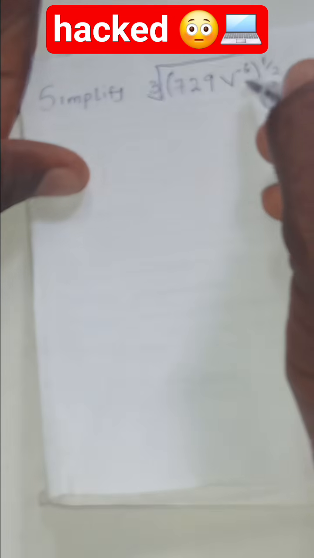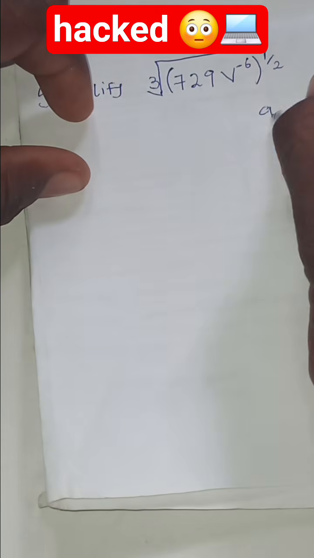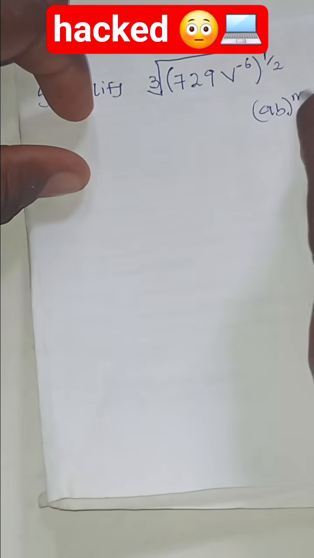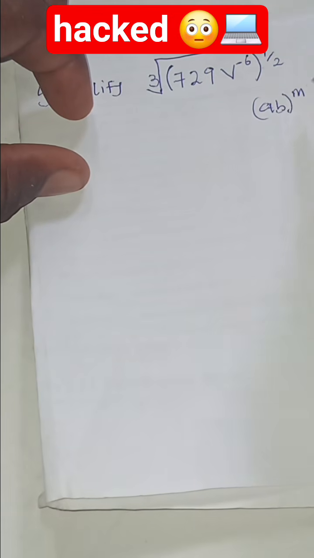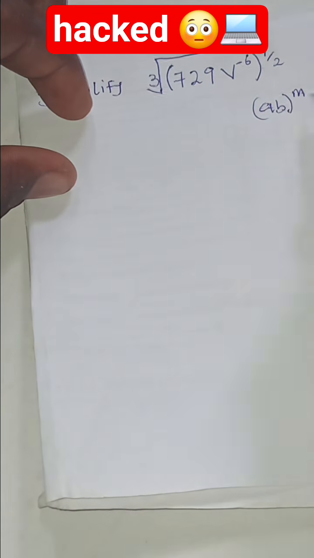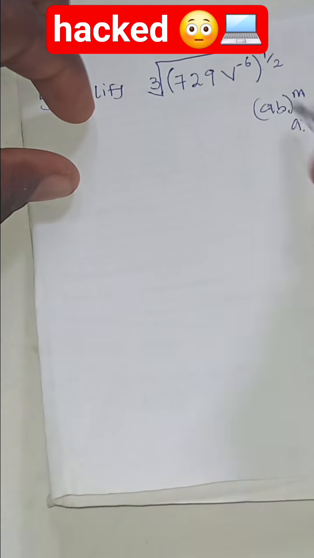Now this simply means in indices that when you have something of this sort, (a b) all to the power of m, it simply means that a and b, both of them, carry this m, which is here. So it's going to be a raised to the power of m, then b raised to the power of m. So let's apply this rule to this point now.